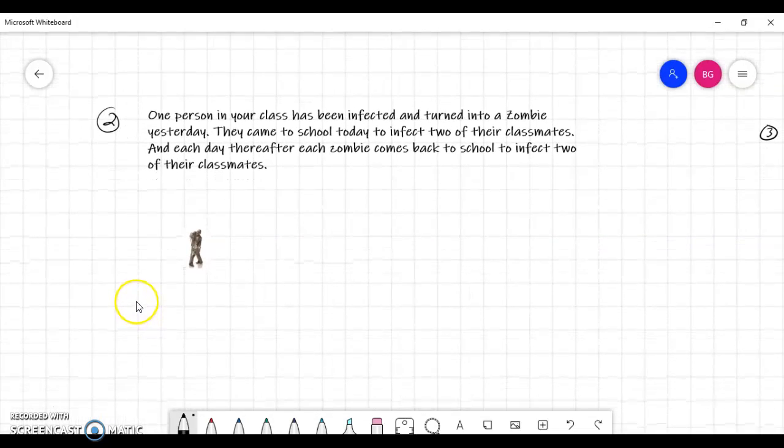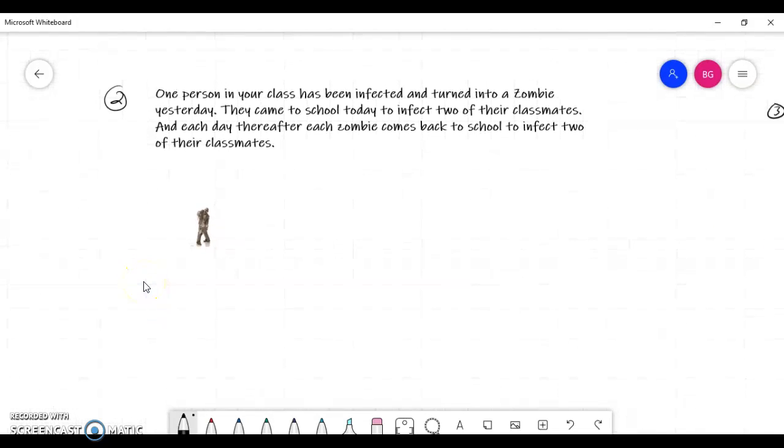This one we'll walk through together. One person in your class has been infected and turned into a zombie yesterday. They came to school today and infected 2 more of their classmates. Each day after that, each zombie comes back to school to infect 2 more of their classmates. So they keep infecting. They don't just infect them one time, they infect them every day after they turn into a zombie. So let's go ahead and make a little table here to help out with this.